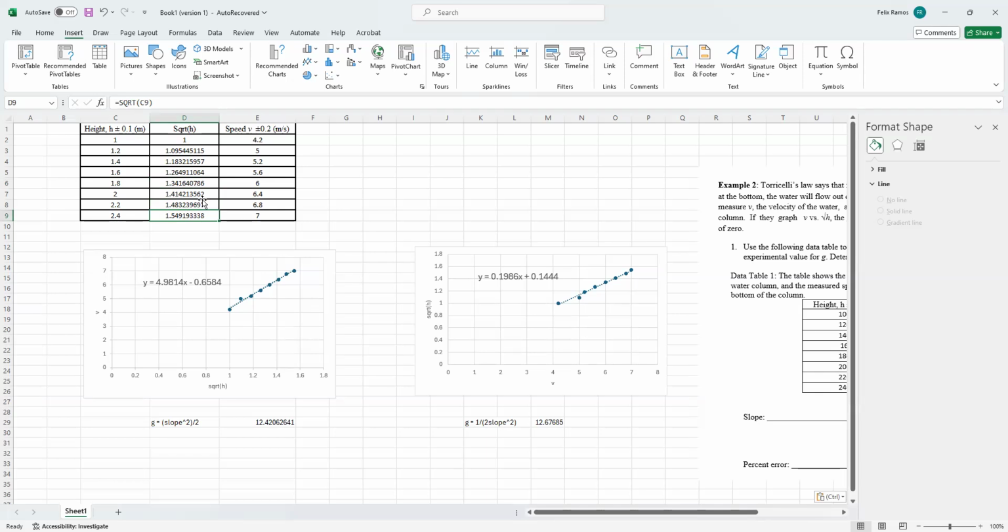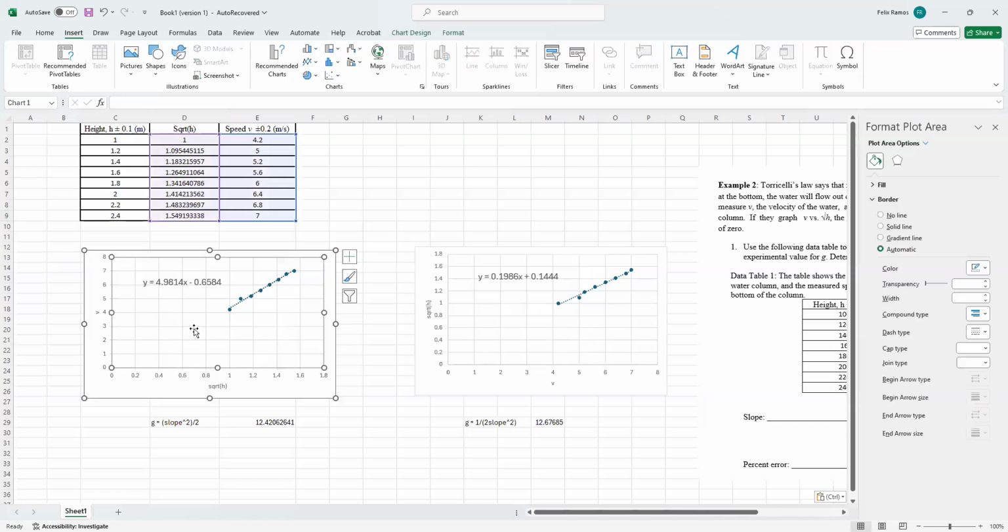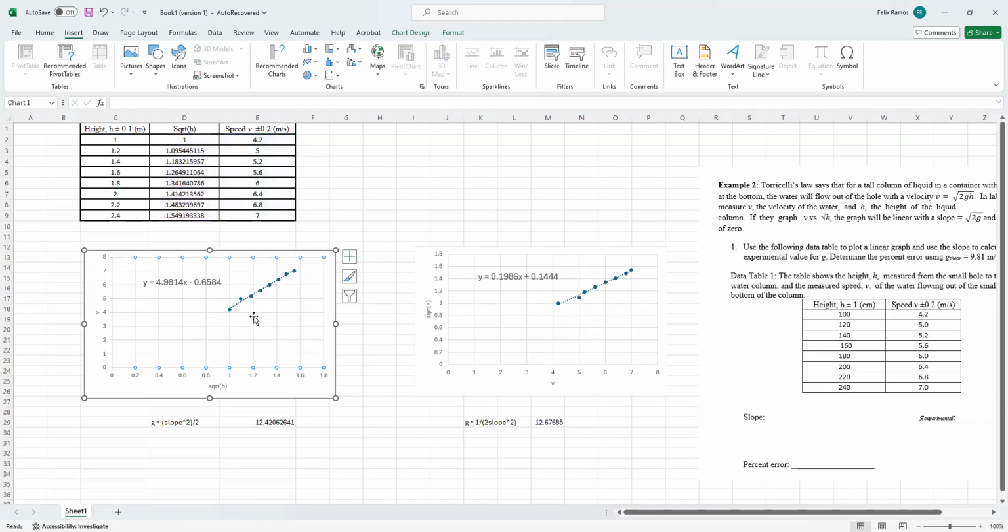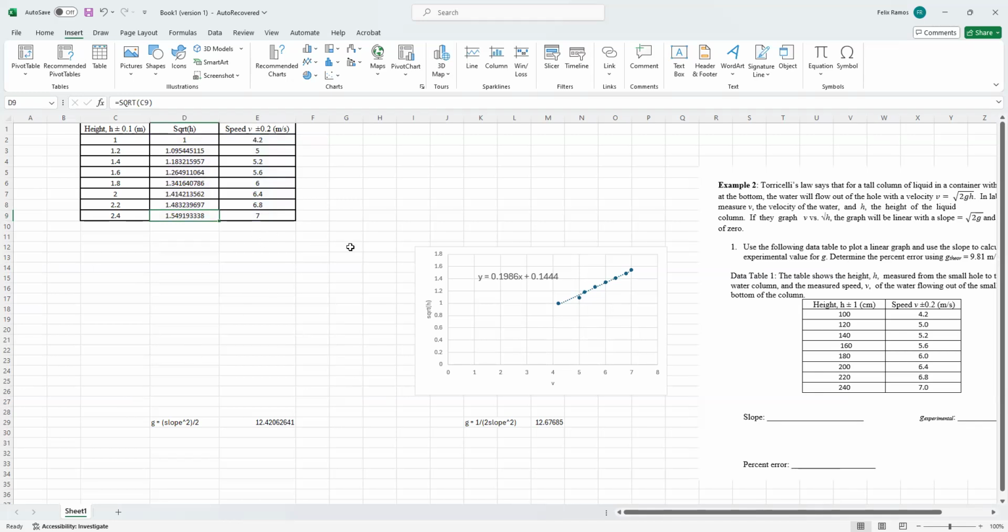So what I will be graphing, really, is the square root of h and the speed. Now, this is the graph that I got when I graphed the square root of h on the x-axis and b on the y-axis. But I will delete this graph and show you how I did it. Sorry, give me a second. I would like to delete the whole thing, and then I'm just going to create the graph.